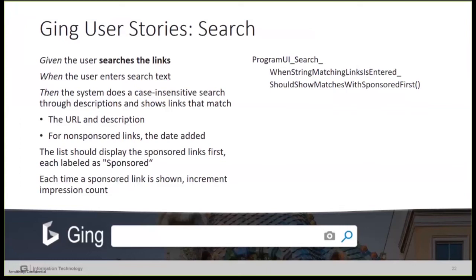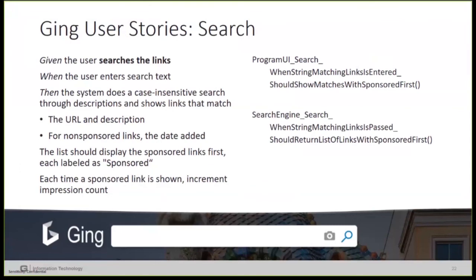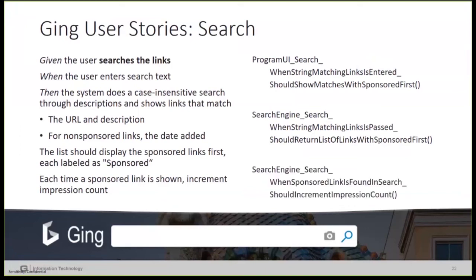Impression count. All right, so let's look at what's written up here. Search engine search, when string matching links is passed, should return a list of links with sponsored first. Wait, is that the same thing? Oh, what's different between these two? The UI. Yeah, this is a UI test and this is a business test, right? And so the wording is a little different. When you pass it, it should return a list of links, not just display it, right? When a sponsored link is found in search, should increment impression count. But you guys came up with some other good ones too.